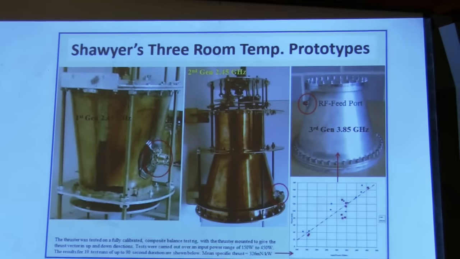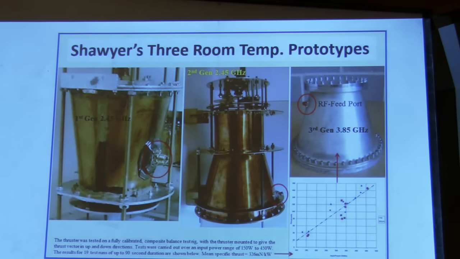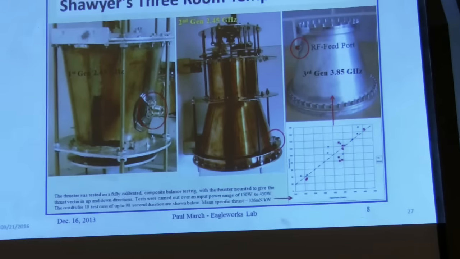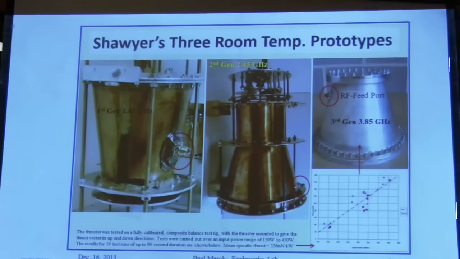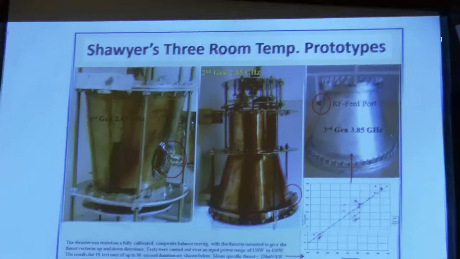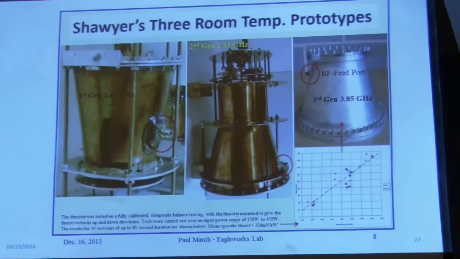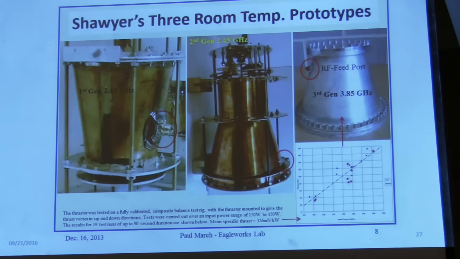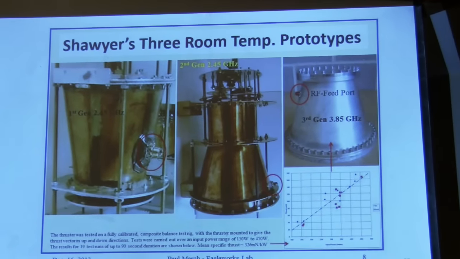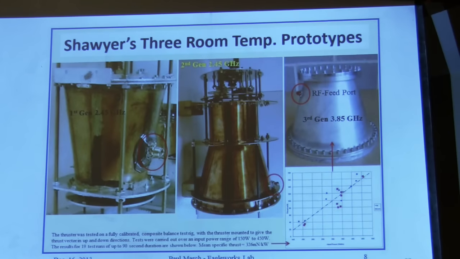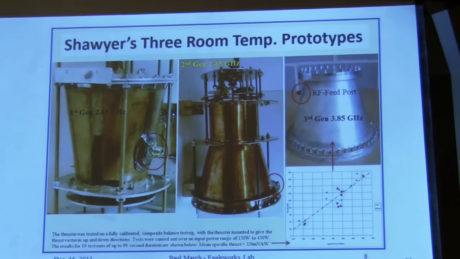But like you said, the heat is proportional to the Q. And you said that the Q went down from 40,000 with no dielectric to 20,000 with dielectric. Yes. So that means there should be a proportional amount of greater heat being dissipated in the dielectric. Yeah, it's getting absorbed by the dielectric. Sure, exactly. It will be re-radiated as IR.